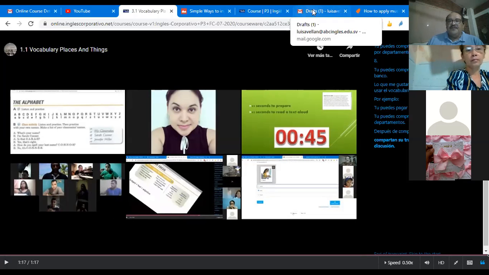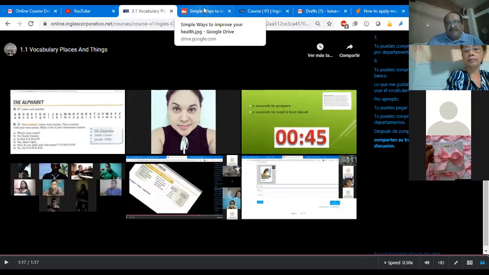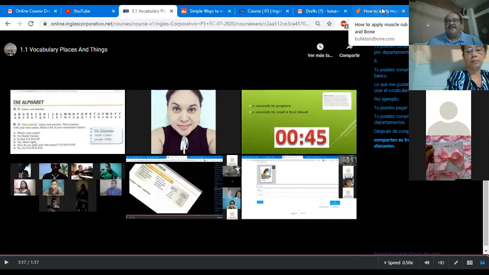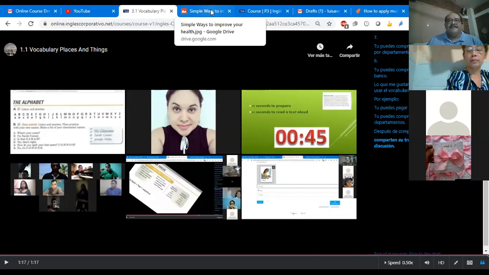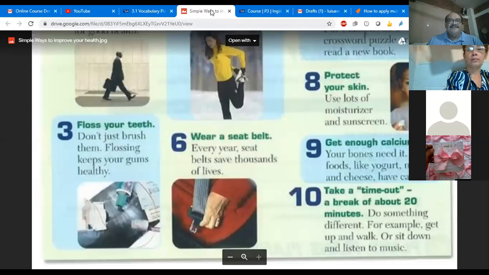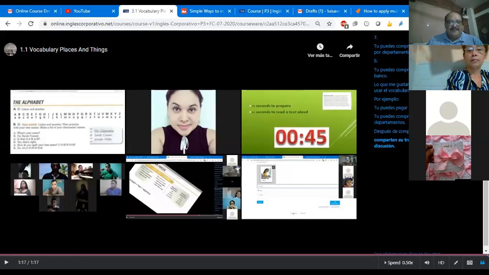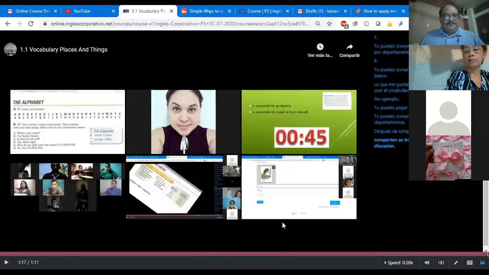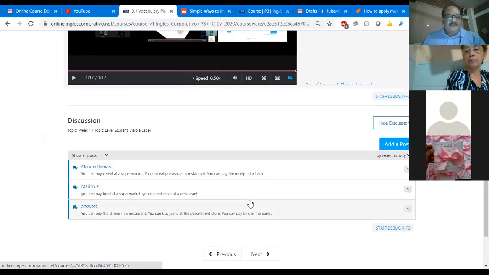A children's department, where you can buy clothes for babies. There is a department for sports, right? And maternity, for new babies, right? So these are places where you can buy.